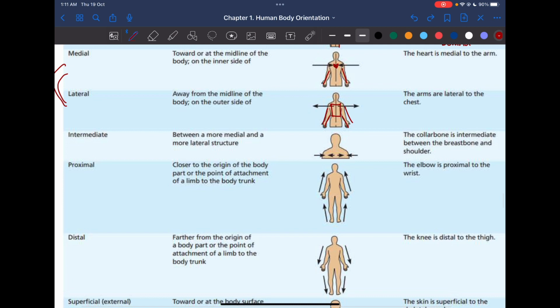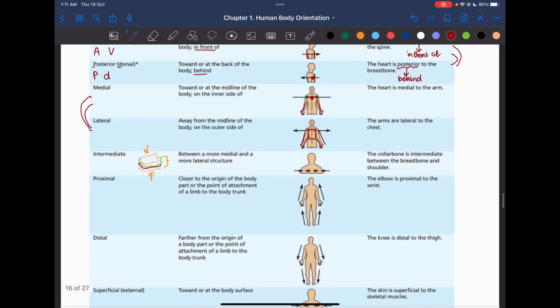Here, intermediate. Intermediate, if you think about it, is something that's sandwiched between two things. Like, imagine a sandwich. I'll draw a very cute sandwich here because I'm hungry. This is the bread. This is lettuce, I guess. And I don't know what this is. And another bread. So anything here is intermediate to these two bread pieces.